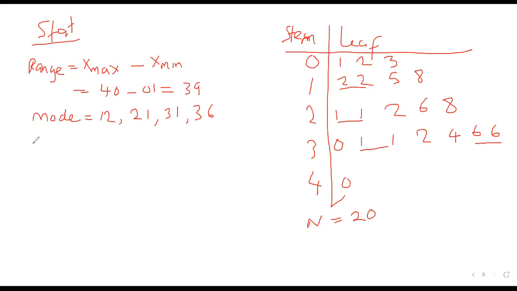Then we go to what are called the quartiles. Q1 is called the lower quartile. So it is a quarter of n plus 1.